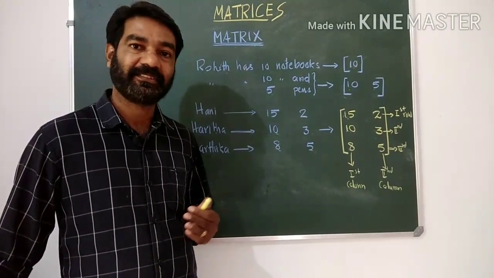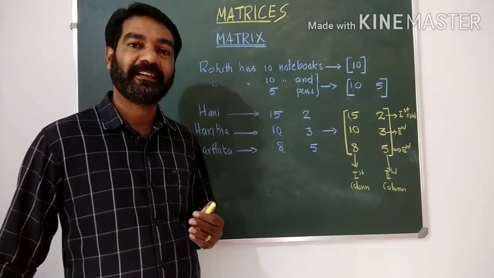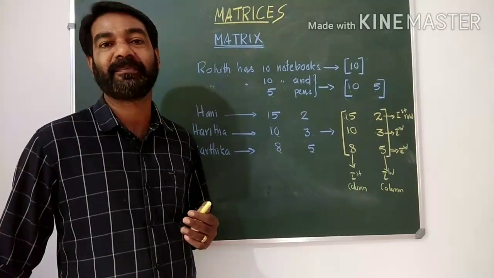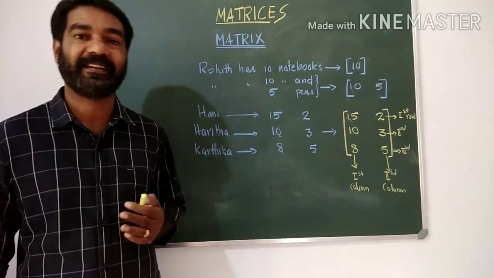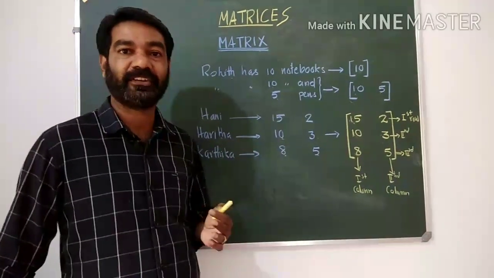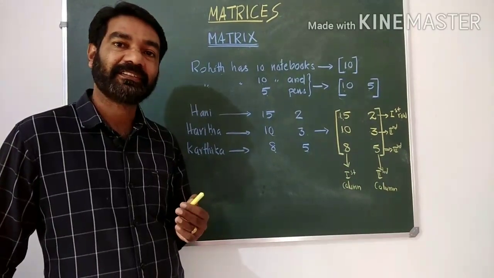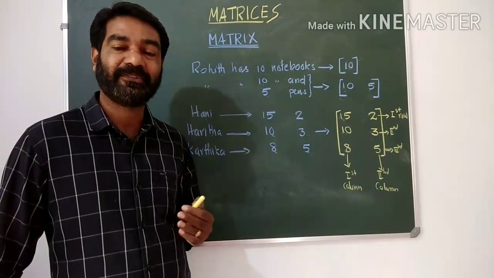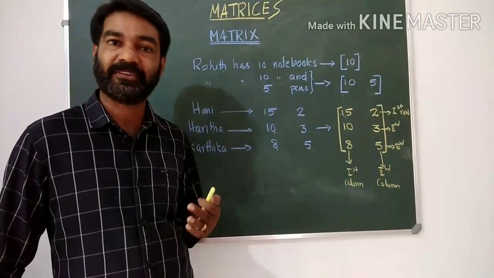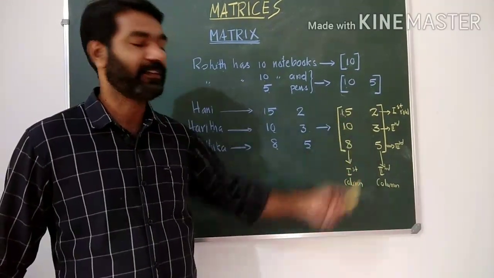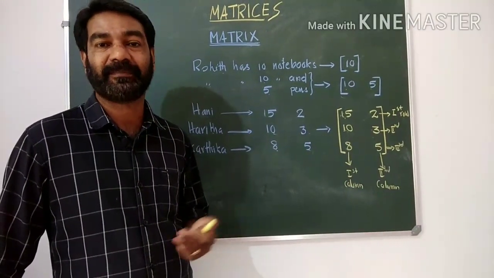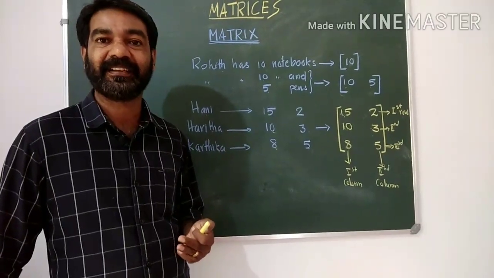So, what is a matrix? A matrix is a rectangular arrangement of numbers. It is not necessarily numbers, sometimes a function may also come. So, a matrix is a rectangular arrangement of numbers or functions. These numbers are called the elements of the matrix or the entries of the matrix.